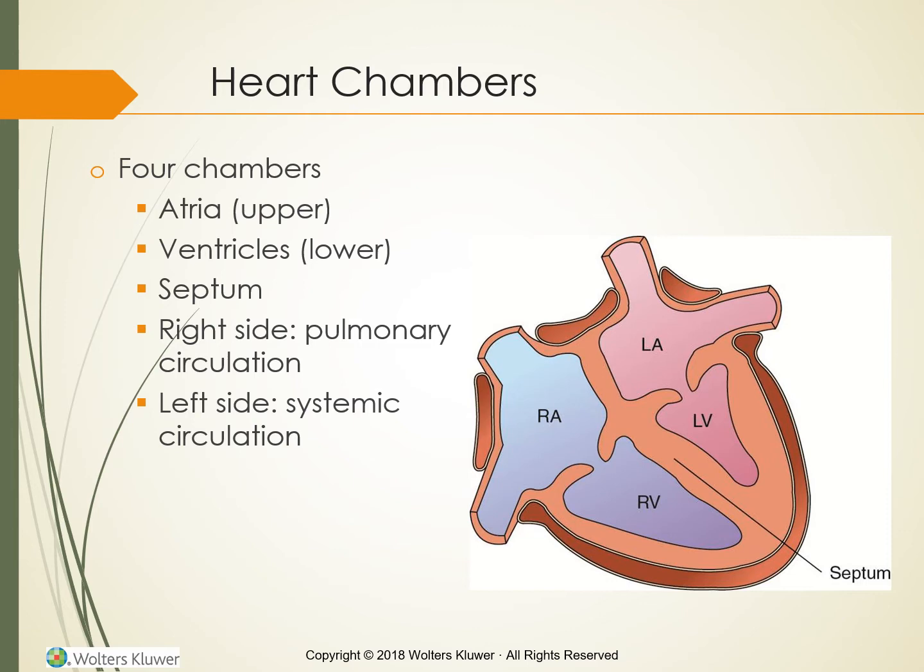The right atrium receives deoxygenated blood from the venous system, and the right ventricle pumps that blood to the lungs to be oxygenated. The left atrium receives oxygenated blood from the lungs, and the left ventricle pumps that blood to all the cells and tissues of the body. Therefore, the heart is a double pump. The right side facilitates pulmonary circulation, and the left side is responsible for systemic circulation.